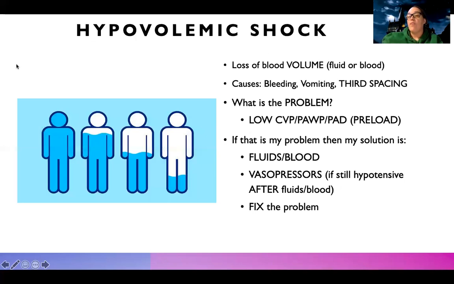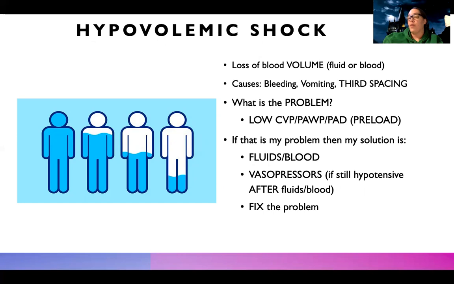There's also hypovolemic shock. And hypovolemic shock, just like in the name, is a loss of blood volume. They could either have lost fluid or blood. So, I mean, they could be bleeding. Maybe they had a trauma or something happen. They could be vomiting or having a lot of diarrhea or something like that.